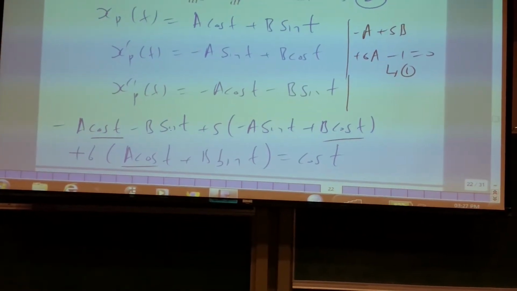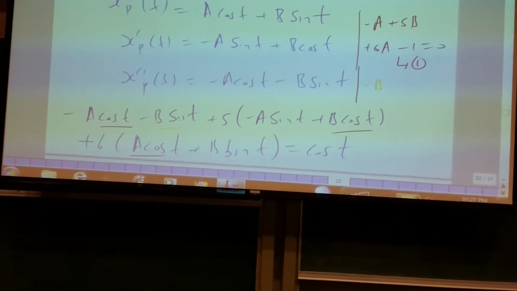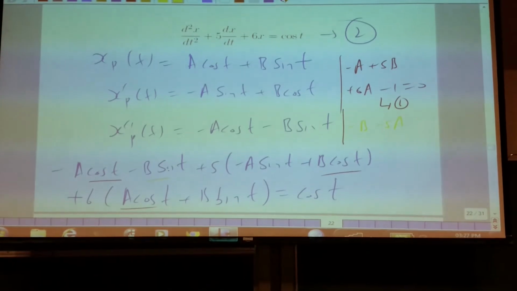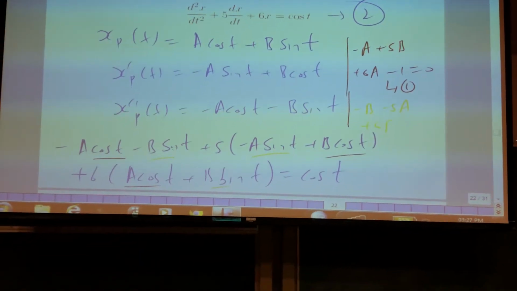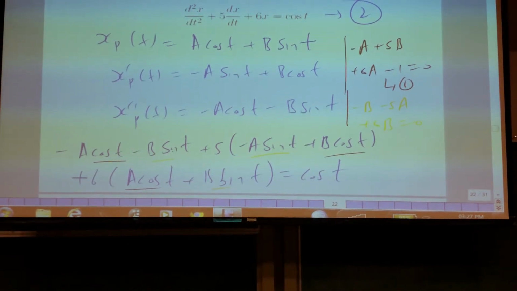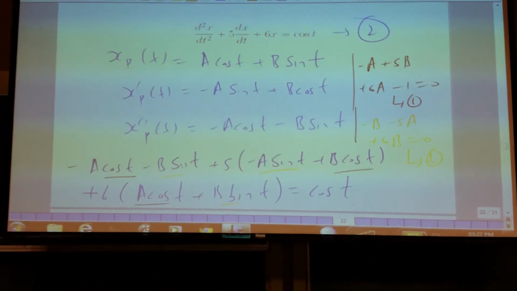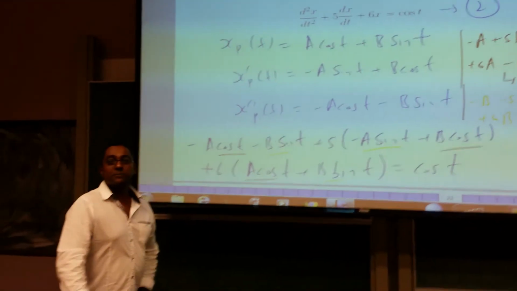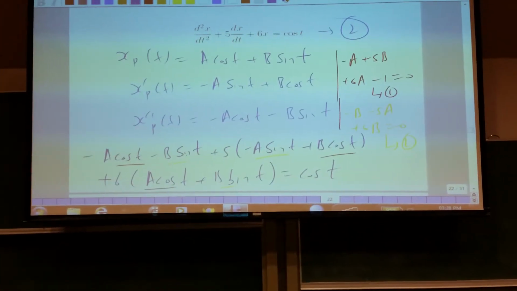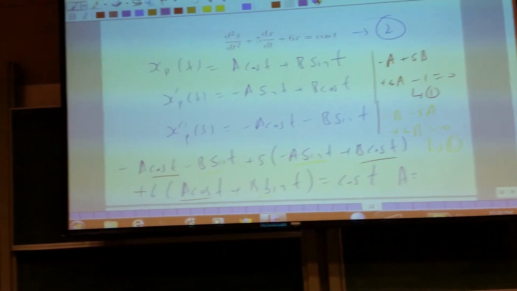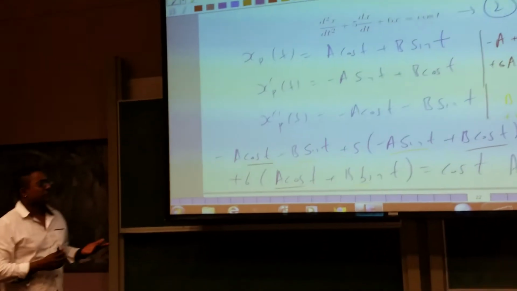The next one is this one over here involving sine. So you have minus b minus 5a, this guy, plus 6b equal to 0. That's equation number 2. It is not difficult to see from equation number 2 that a is equal to b. You substitute that into 1, and for sure as God made little apples, a equals b equals 1 over 10. So what have we got so far?